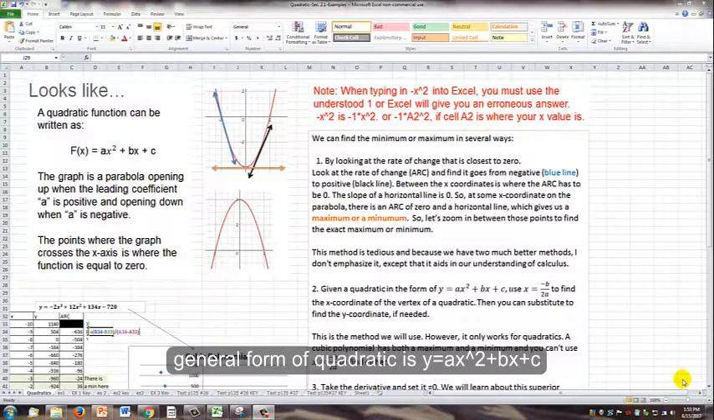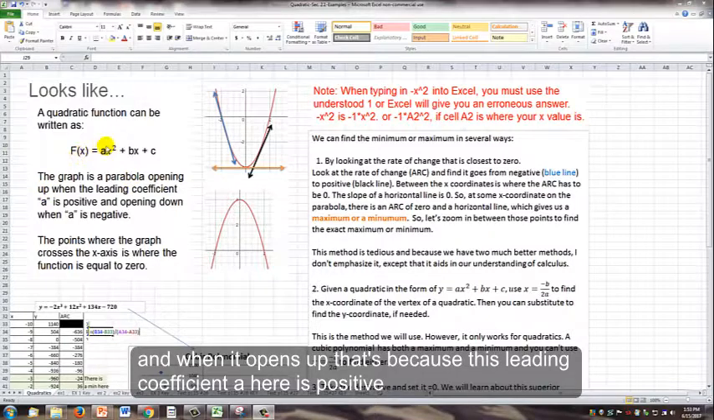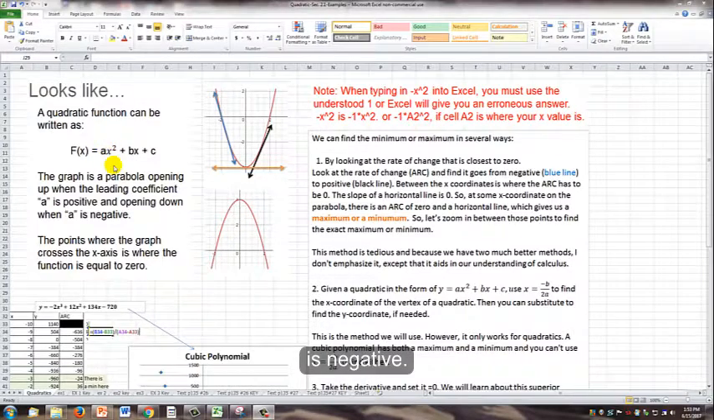y equals ax squared plus bx plus c, and you should know that the graph is a parabola. And when it opens up, it's because this leading coefficient a here is positive. And when it opens down, it's because this leading coefficient here is negative.